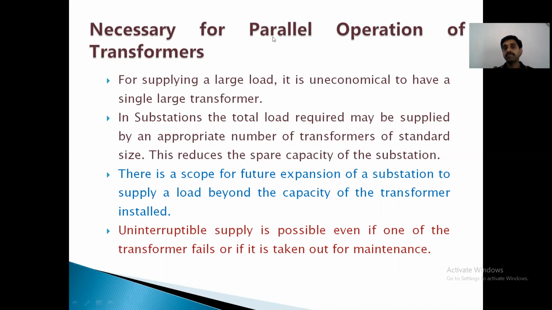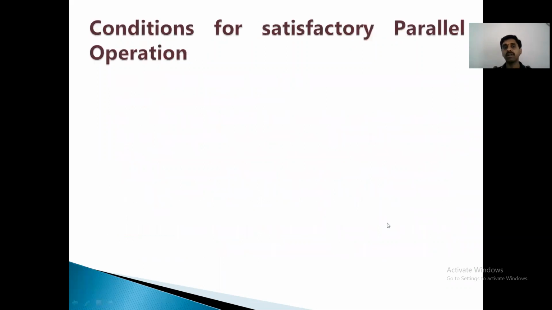Uninterrupted supply. Uninterruptible supply is possible even if one of the transformers fails or is taken out for maintenance. That's what I said. Sometimes the transformer will be taken for maintenance, or sometimes the transformer may fail. In both cases, parallel operation is useful. These are all extensions of the discussion we have already had.